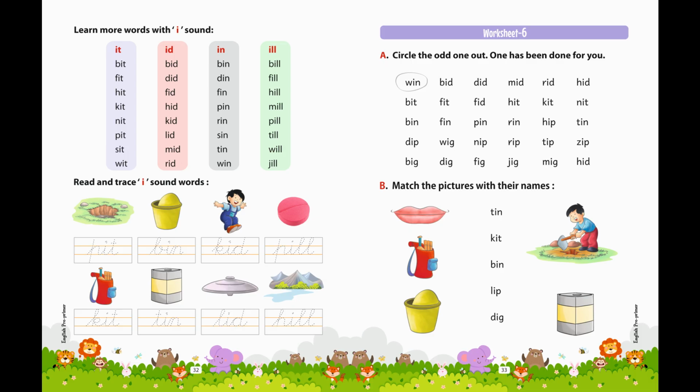ID words: bit, did, fit, hit, kit, lit, mit, writ. IN words: bin, din, fin, pin, rin, sin, tin, win. ILL words: bill, fill, hell, mill, pill, tell, will, chill. Great. These words all have the short I sound in the middle.